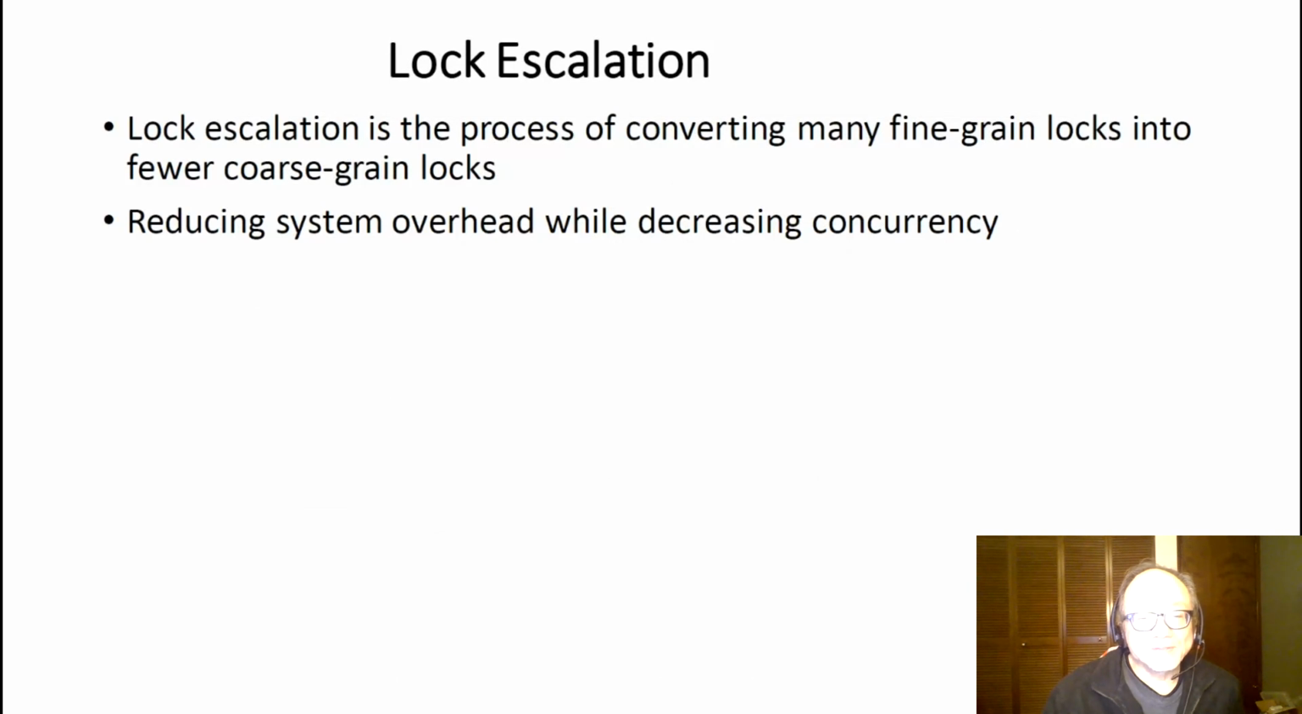The database engine will escalate locks when the overhead is too high. Lock escalation is the process of converting many fine-grained locks into fewer coarse-grained locks. This will minimize the overhead, but it will also decrease concurrency.